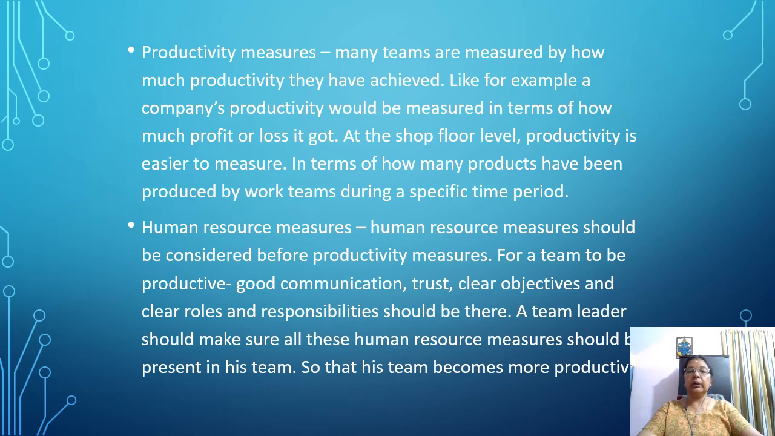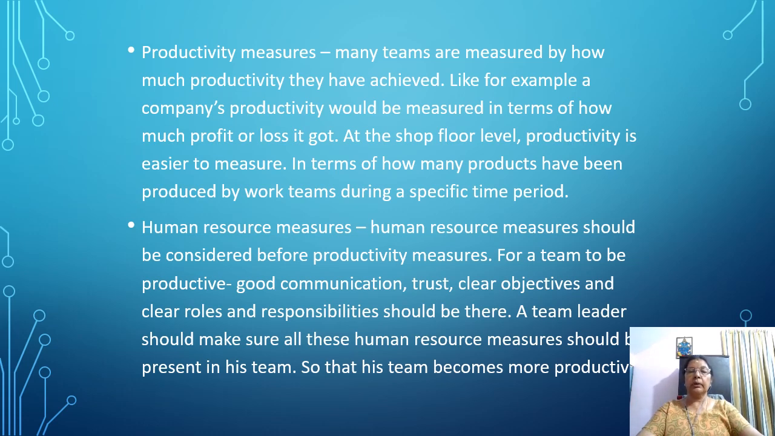So, before productivity measures, the teams should have human resource measures. That is, do they have good communication amongst themselves? Do they have trust in each other? Do they have clear objectives? Are they clear about their roles and responsibilities? Is the team member able to handle the conflict that arises amongst his team members? Is he able to make a harmonious working environment for his team members? Then only the team will become productive.